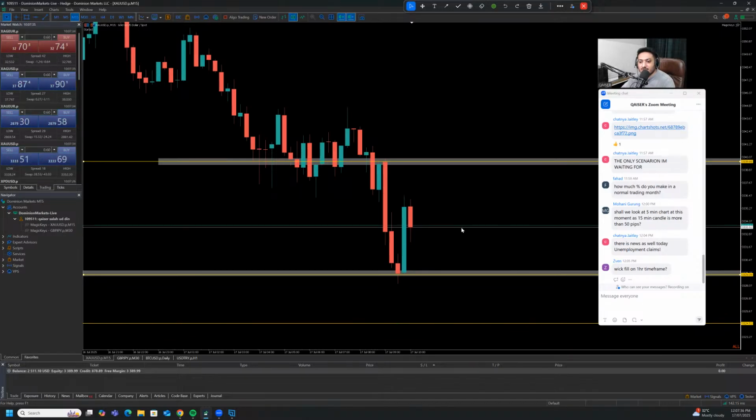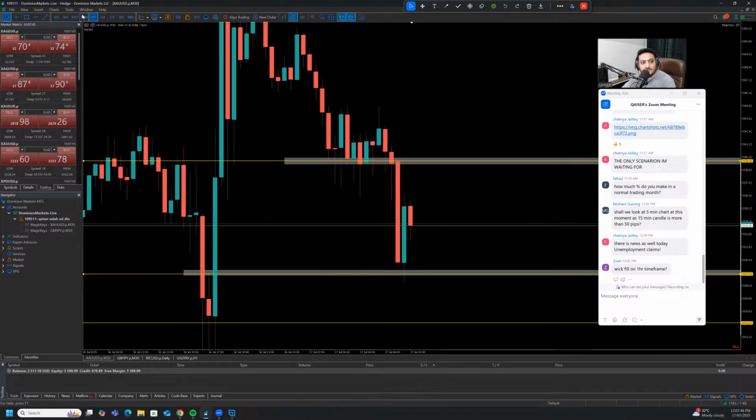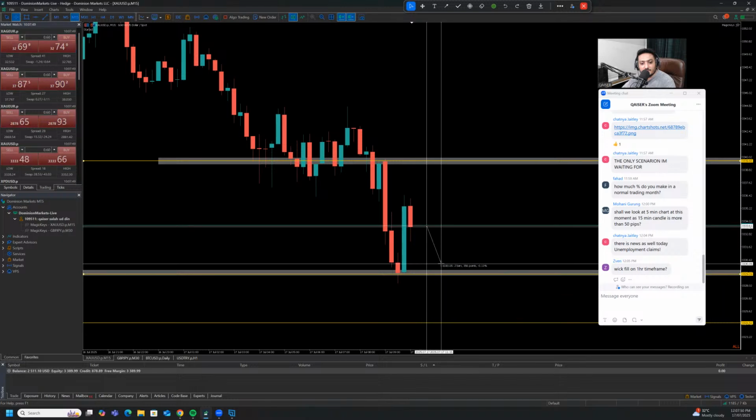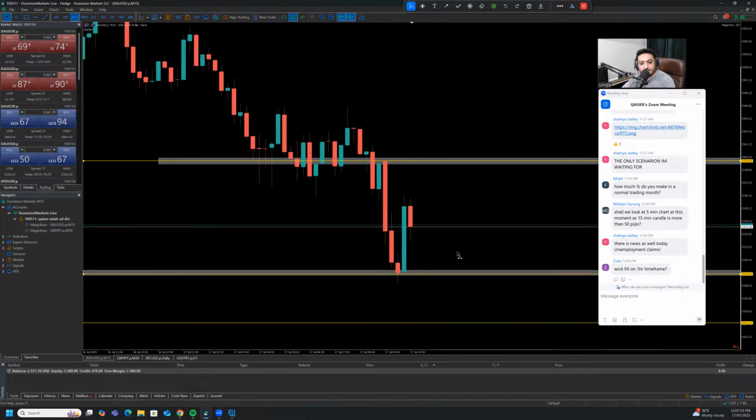There is news as well today on employment claims. Yeah, it's just during the NY session, not yet, so no need to worry about it. Weak fill on 1 hour time frame. Yeah, it could be, but we just need some confirmation. Even if this candle creates some kind of range, it's just a 40 pip range. Let's see how this candle is going to close.